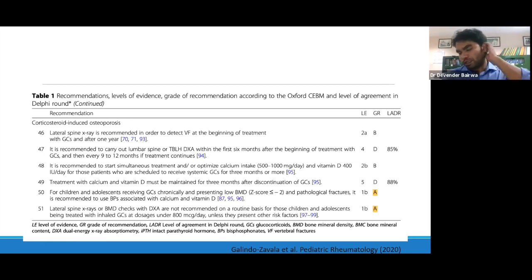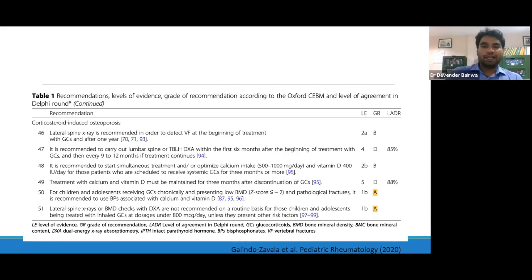Because many children will be receiving treatment for asthma, they will be on inhaled therapy. Unless the dose is very high, like more than 800 micrograms per day, if they're not receiving more than this, then you can avoid doing these images. Otherwise, imaging can be done.